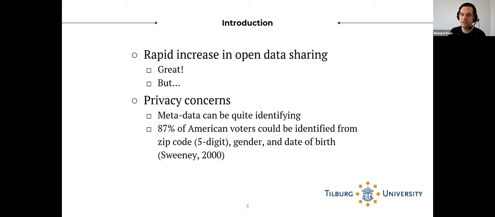And so, for example, a dramatic demonstration that it's surprisingly easy to identify individuals using metadata. One study found that the vast majority of American voters could be identified with only three pieces of metadata: zip code, gender, and date of birth. So if you're not mindful of this stuff, you can end up sharing data that's actually far more identifying than you intended.